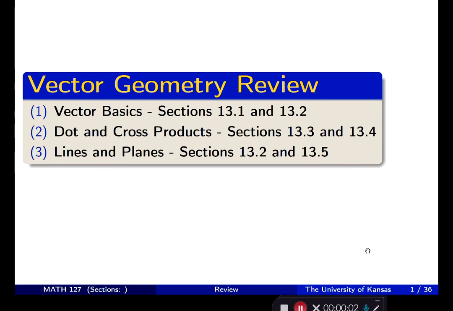Vector geometry review. In Calculus 2, we discussed vector basis, sections 13.1 to 13.2. We did dot and cross products, sections 13.3 and 13.4, and lines and planes, sections 13.2 and 13.5. We're going to do a brief review of all of those sections before we start the material for Calculus 3.